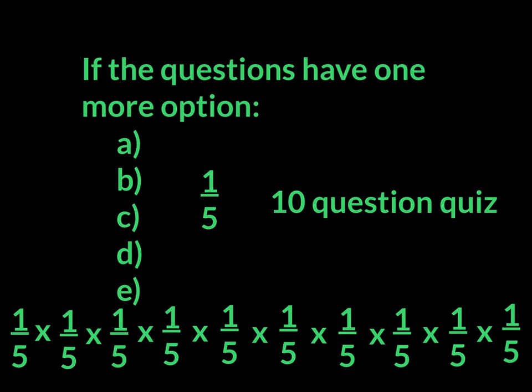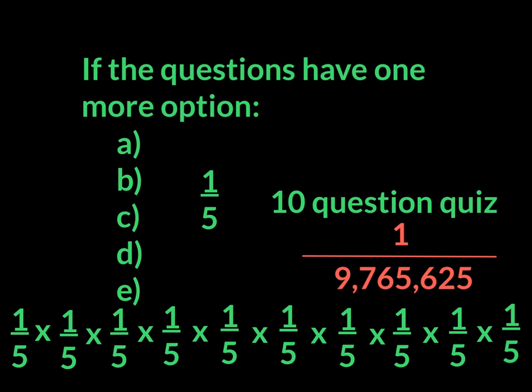If we have one more option per question, our odds are even lower because we multiply 1/5 times 1/5 10 times. For 1 in 9,765,625. That's almost a 1 in 10 million chance of guessing all 10 questions by chance alone. The odds are low, and I know how you're feeling right now.